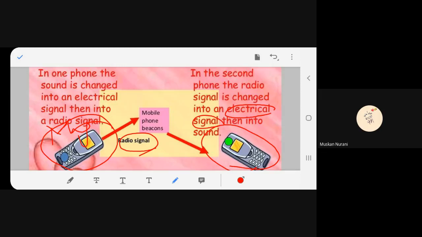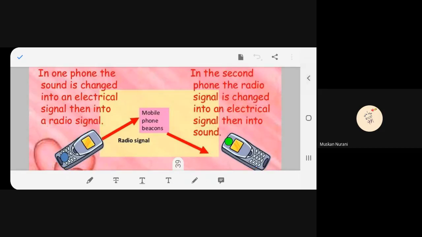So much conversion takes place before my sound reaches you. You can understand. It's a complicated process, remember. So, I hope you have understood how one mobile is related to another mobile. How can you hear my sound in your phone? Because my sound is changed into electrical signal, the signal changes to radio signal, and then your mobile picks up that radio signal, changes to electrical signal, and then converts to sound. Hope things are clear. Yes, ma'am.